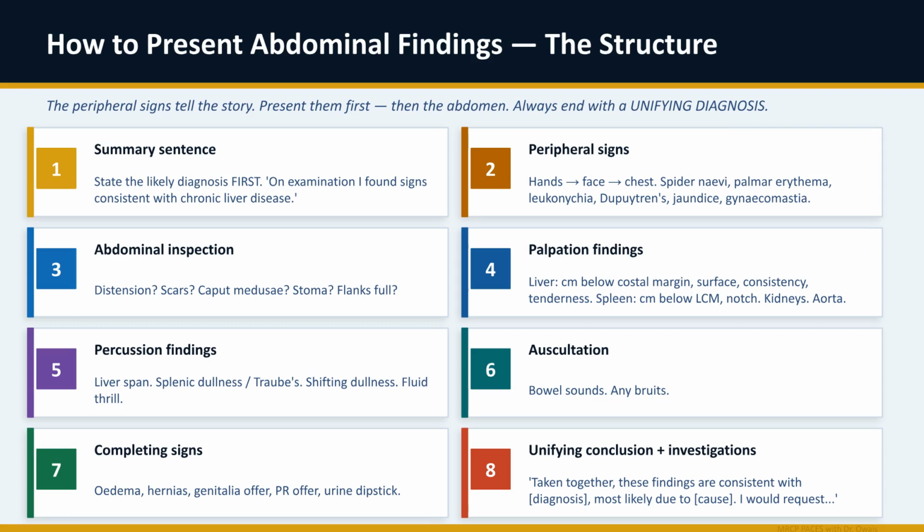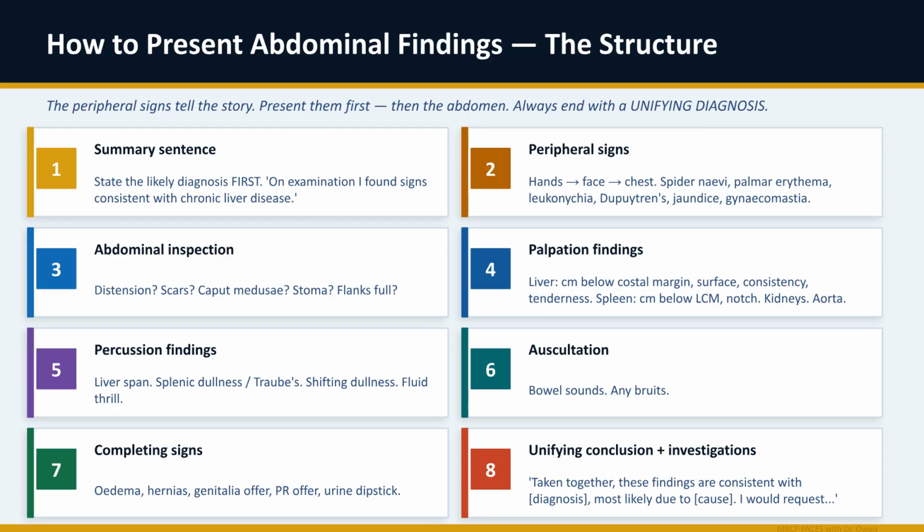There was no evidence of a renal transplant scar or organomegaly on the left. There was mild ankle edema bilaterally. These findings are consistent with chronic liver disease, most likely alcoholic cirrhosis, given the Dupuytren's contracture and parotid enlargement. I would like to confirm with liver function tests, coagulation screen, albumin, and abdominal ultrasound with Doppler.